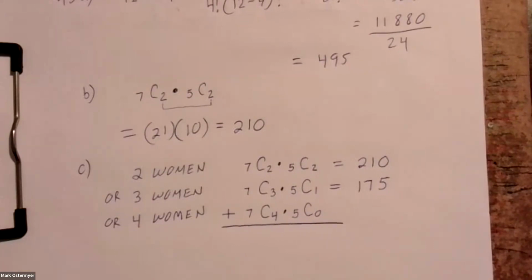Finally, how many different ways can we form a committee of size 4, where we must have 4 women on the committee and 0 men? When you work this out on your calculator, you'll get 35.